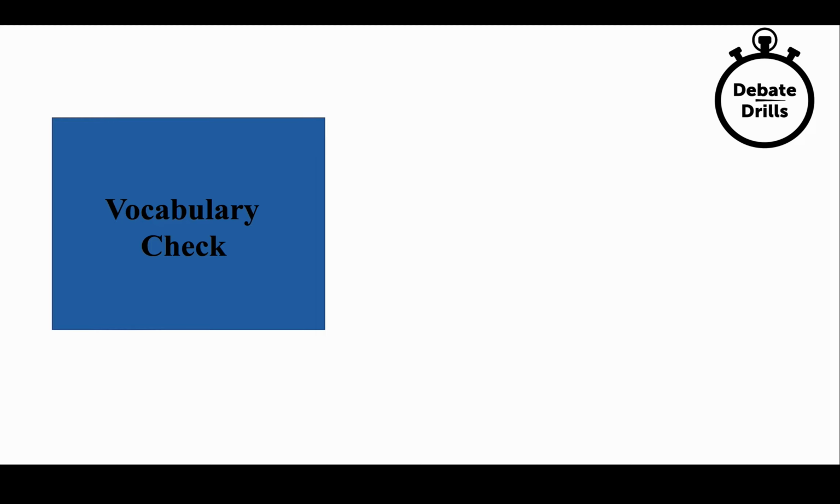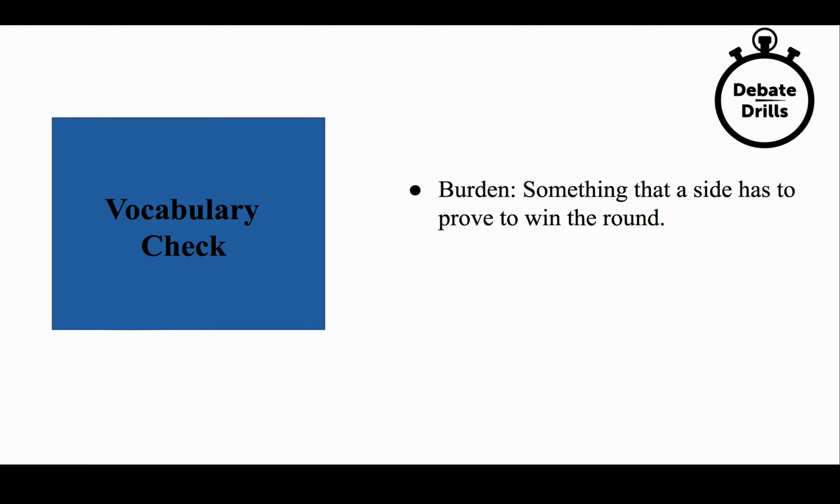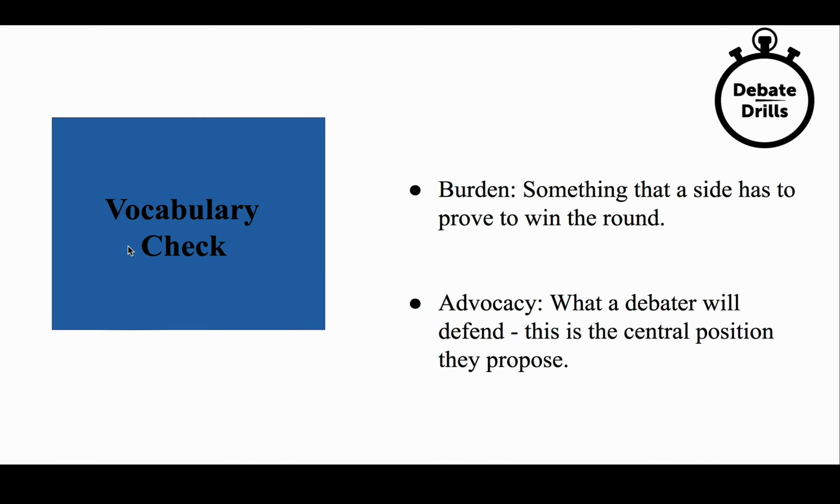For this course, the words we use most often will have debate-specific meanings. Here are what some of those words are. The first is the burden, something that a side has to prove to win the round. That is the responsibility or the requirement that someone has. Second, the advocacy, what a debater will defend. This is the central position they propose, or what they are saying should be adopted, basically the position that they are defending.